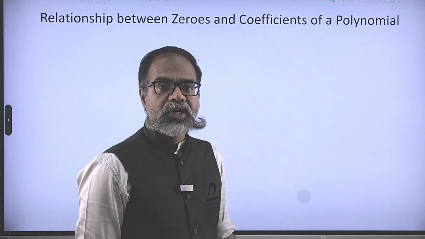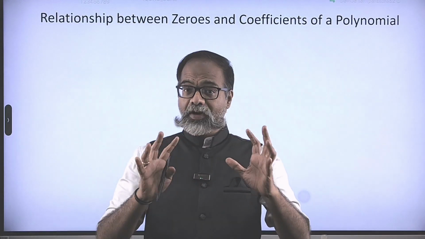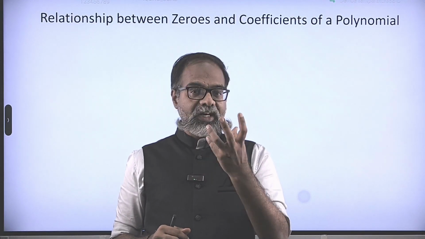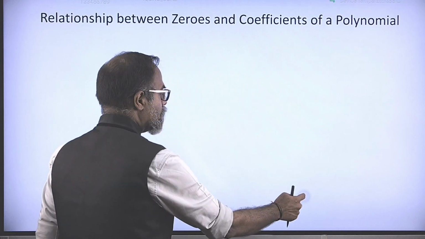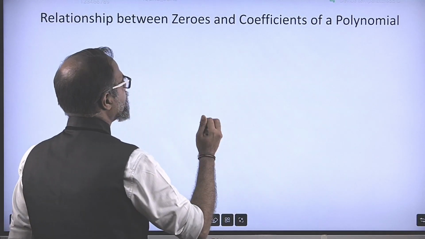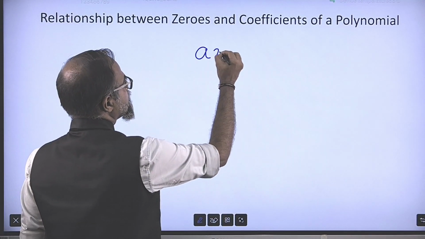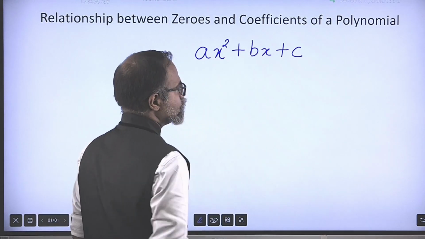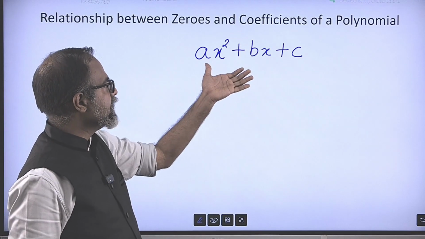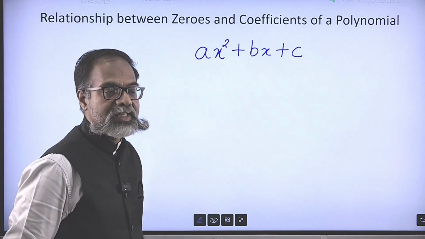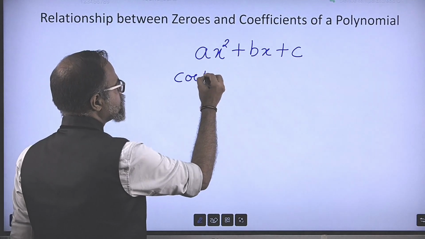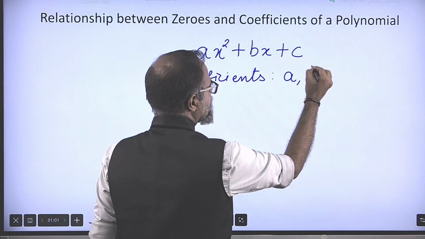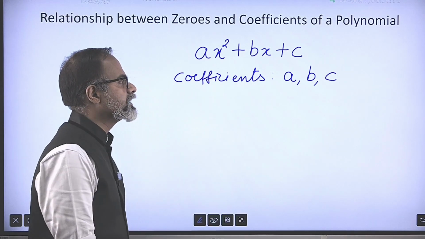Now, there is a relationship between the zeros and the coefficients of a polynomial. What are coefficients? They are the constants attached with the variables. Any standard quadratic equation can be written as ax square plus bx plus c equal to 0. So my quadratic polynomial is ax square plus bx plus c. What are my coefficients in this polynomial? Well, my three coefficients are a, b and c.